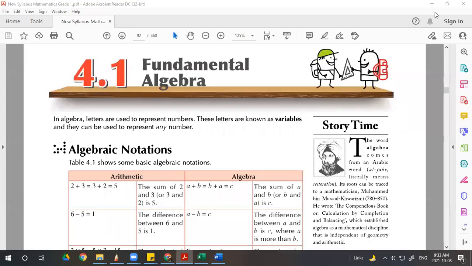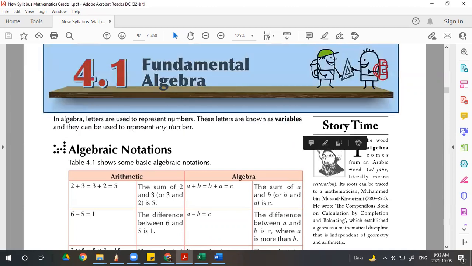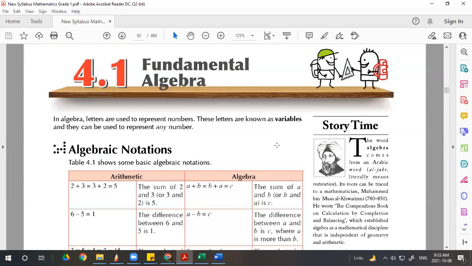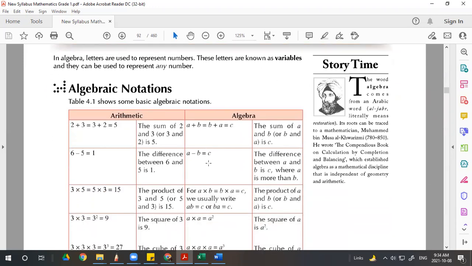So for today, we will learn about the fundamental algebra. So what is fundamental algebra? Before we learn about the fundamental, we learn about what is algebra. In algebra, we use letters to represent a number. This is already in your book, and they are known as variables, and they can be used to represent any number. Any number can be represented with letters, like x, y, a, b, c, and so on. It can be anything.